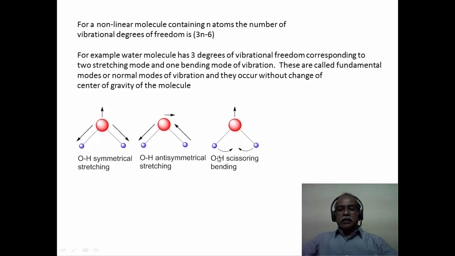This is also a stretching frequency, except it is called the scissoring bending mode of vibration in terms of the molecular motions that are involved. If you now consider the scissoring motion of the two OH vibrating in this direction, simultaneously they both come together and move further away in terms of the scissoring action that it has, and at the same time the oxygen also vibrates in this motion to maintain the center of gravity. That is called the scissoring motion.